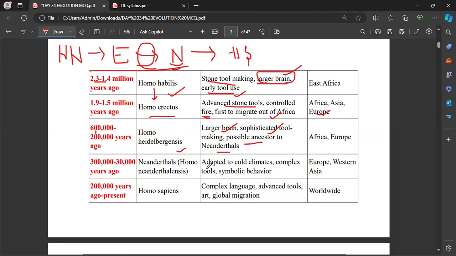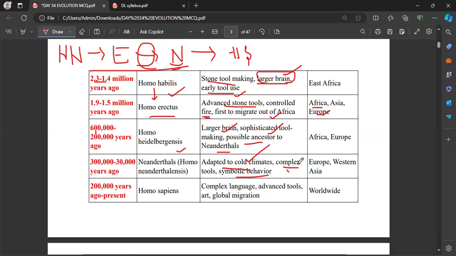And they are adapted to colder climates, because in Africa there is a tropical climate. When they move to other areas like Europe, they experience a colder climate. So this particular species adapted to that environment. Complex tools and symbolic behavior.